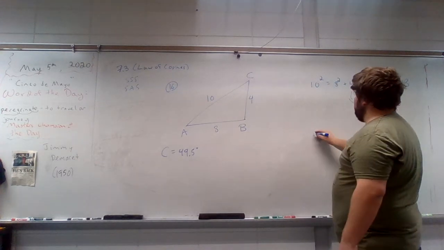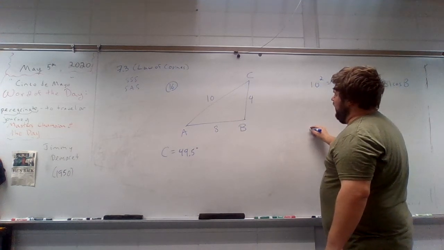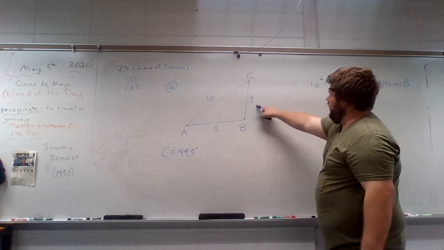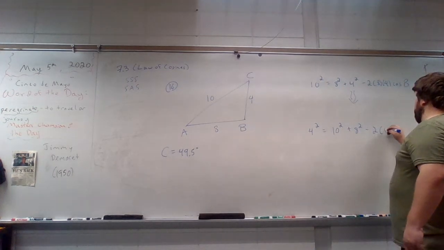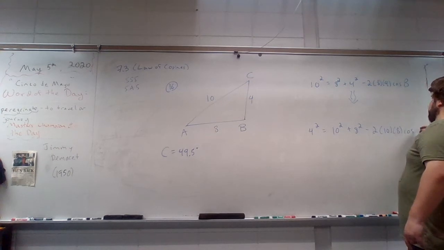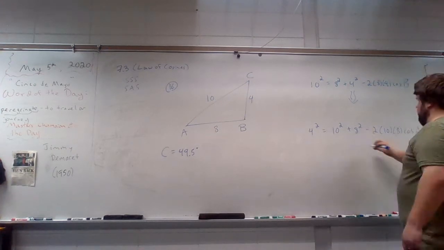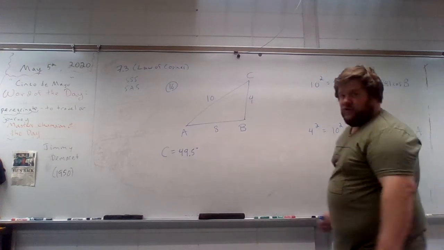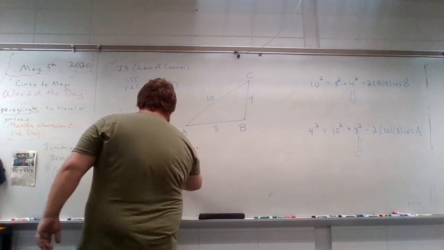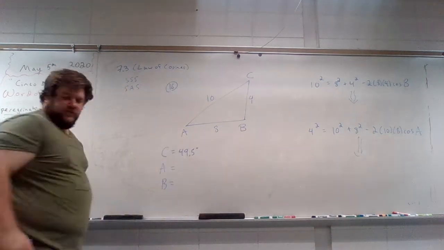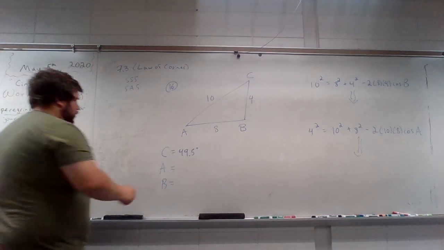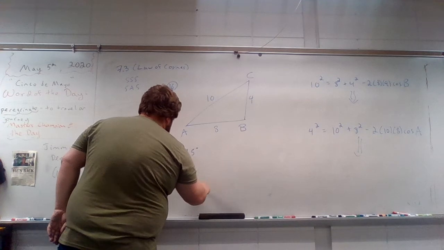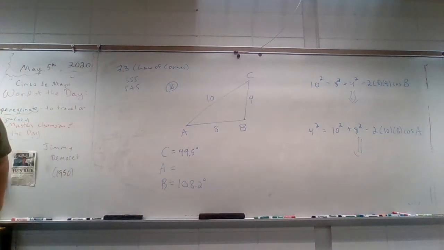And then the other equation that you're going to solve would be 4 squared equals 10 squared plus 8 squared minus 2 times 10 times 8 times the cosine of A. So what's B, what's A? I want you to go through and find those. Pause it if you don't want the answers right now, but you should get these to the nearest tenth. B should be 108.2 degrees, and big A should be 22.3 degrees.